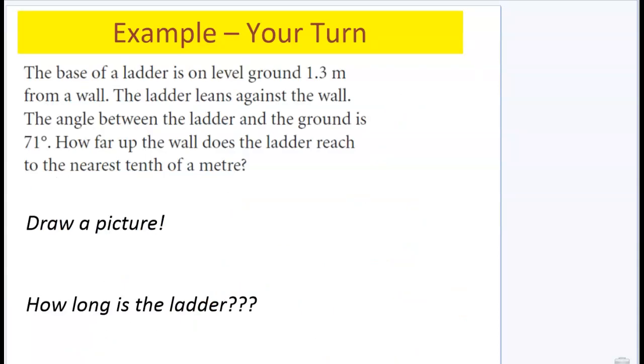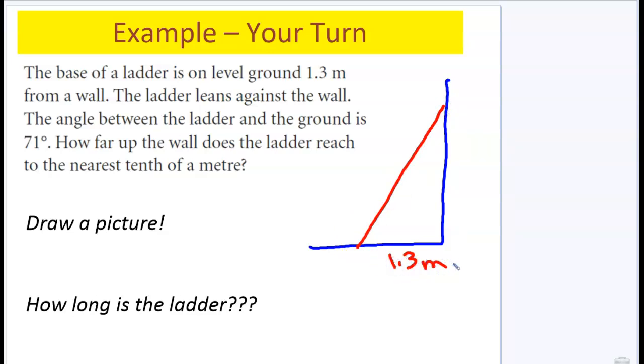Okay, this is your turn question. So again, I encourage you to pause the video and give this a try. Okay, I hope you've had a chance to try this problem. And again, we need to draw a diagram of the situation. So we have a ground, we have the tower, and it says we have a ladder that's leaning against the wall. It says the base of the ladder is 1.3 meters from the wall, and the angle between the ladder and the ground is 71 degrees.